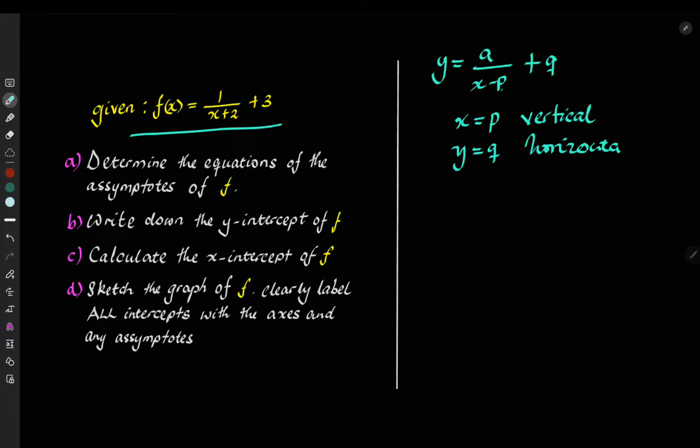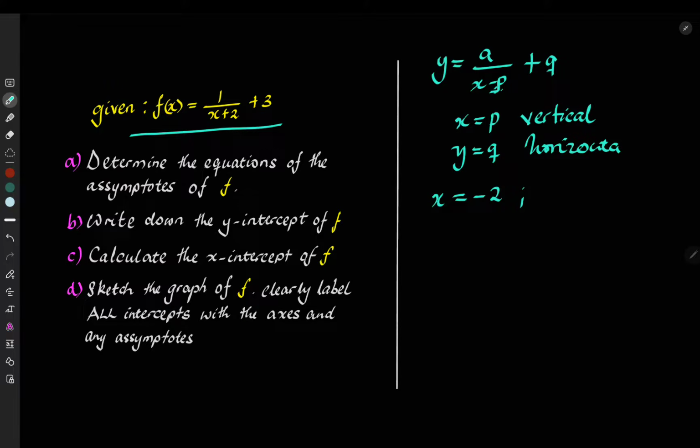Now, moving to the questions, we are given f of x is equal to 1 over x plus 2, plus 3. Then we are asked the first part: determine the equations of the asymptotes of f. It's just easy. Remember, if they are equations, you don't state a value. You have to say x is equal to, y is equal to, otherwise you'll be penalized. So in this case, you can see that that is x plus 2. But the general equation has a negative, which means actually x is equal to negative 2. If you put a negative 2 here, then it gives you a positive 2. So x is equal to negative 2.